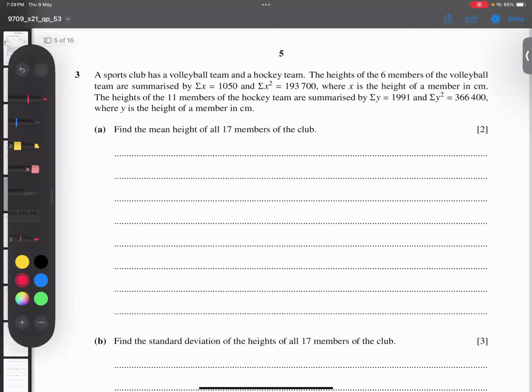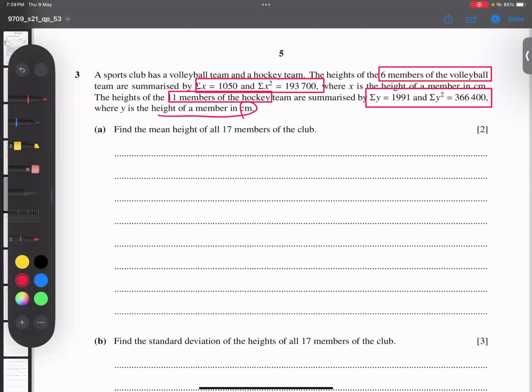Next question, number 3. A sports club has a volleyball team and a hockey team. The heights of the 6 members of volleyball. So let me label it and summarize. The sum is given. You see, the important parts I just make in boxes. And what is the height of members? The heights of 11 members of the hockey team. And the summary of the 6 is given. So he's asking, the height is measured in centimeters, find the mean height of all 17 people.